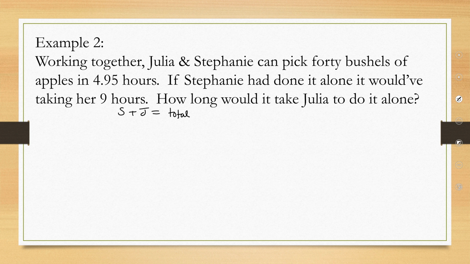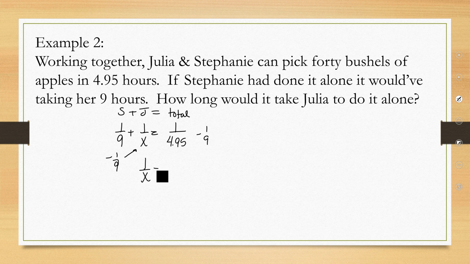So we are told Stephanie working alone takes 9 hours, so 1 out of 9 for Stephanie. Plus, how long does it take Julia? That's our question mark, that's our x. The total working together is 1 out of 4.95 hours. So as we're working through this one, you've got a couple of choices. You can get a common denominator for the two terms on the left, or if you just want to have the term with x isolated, you can subtract 1/9 from each side of the equation.